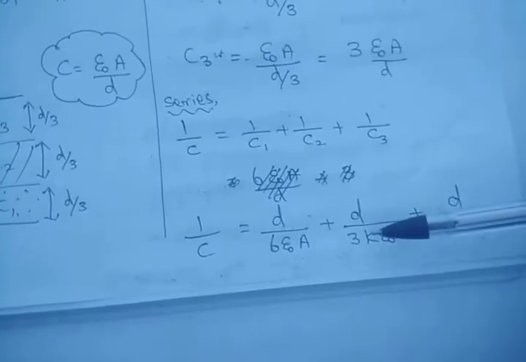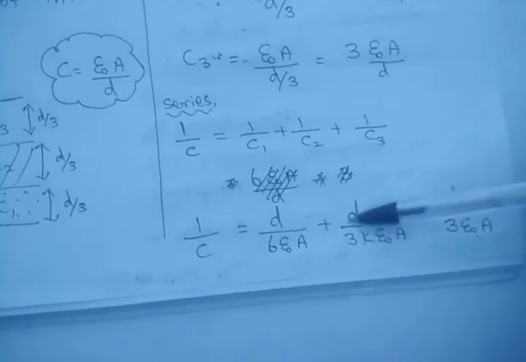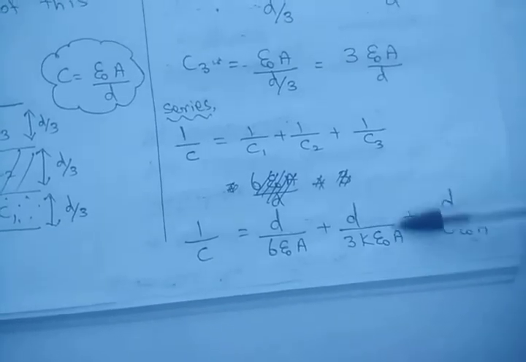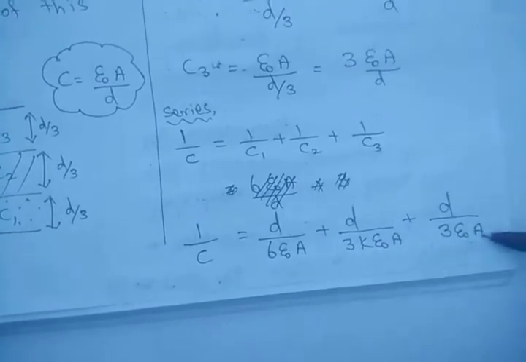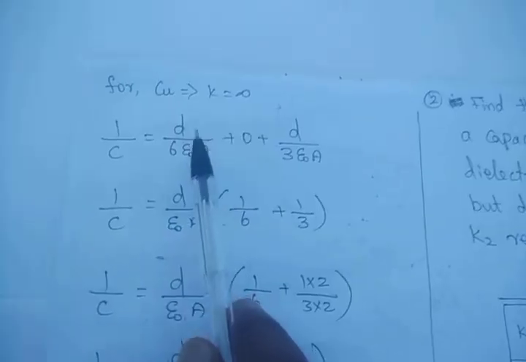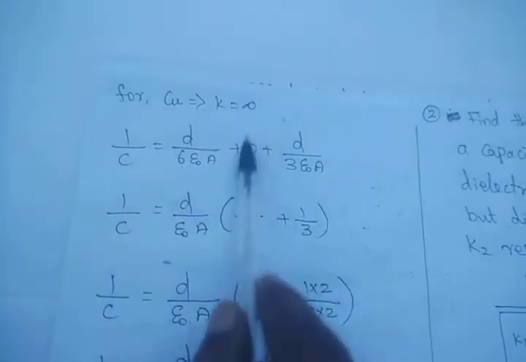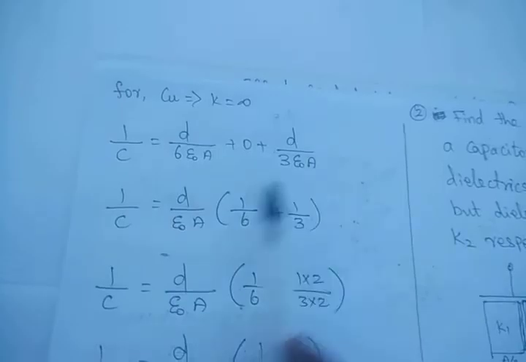As we know that this second one is a copper plate, the dielectric constant value is infinity. So anything divided by infinity is 0. This second term becomes 0. Only we have to add these two things. Yes, as shown earlier, the middle term becomes 0. So the first term and the last term we have to add.